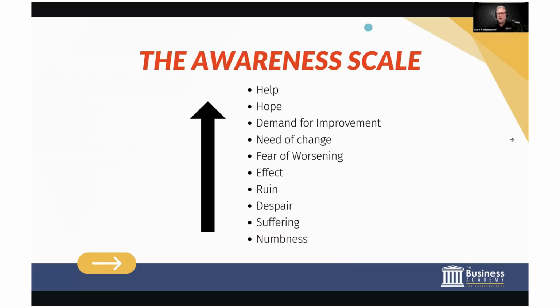Now, here is the tool that I was telling you guys that's an amazing tool. It's called the awareness scale. Now, if we look up and down this awareness scale, at the very bottom, you see numbness, and at the top, you see help. There's a few points I want you to look at here.